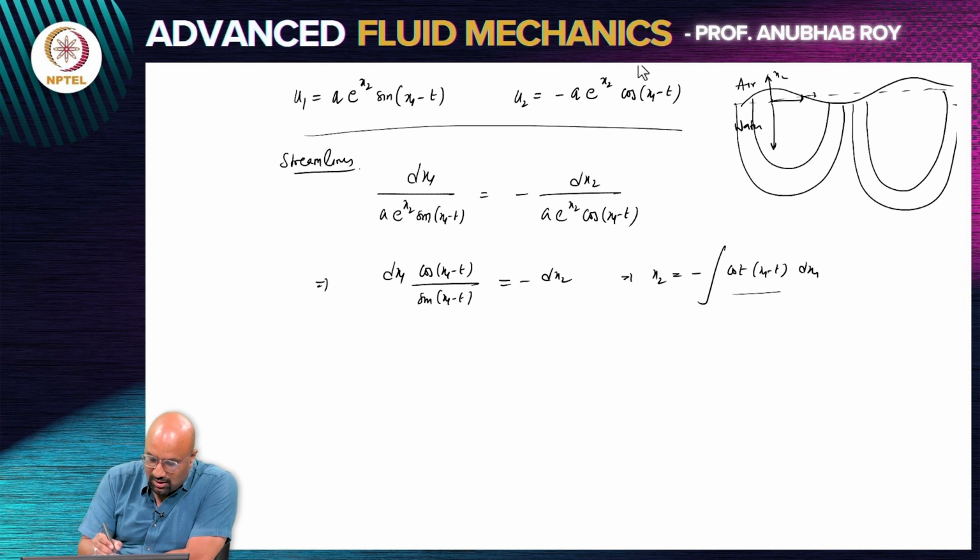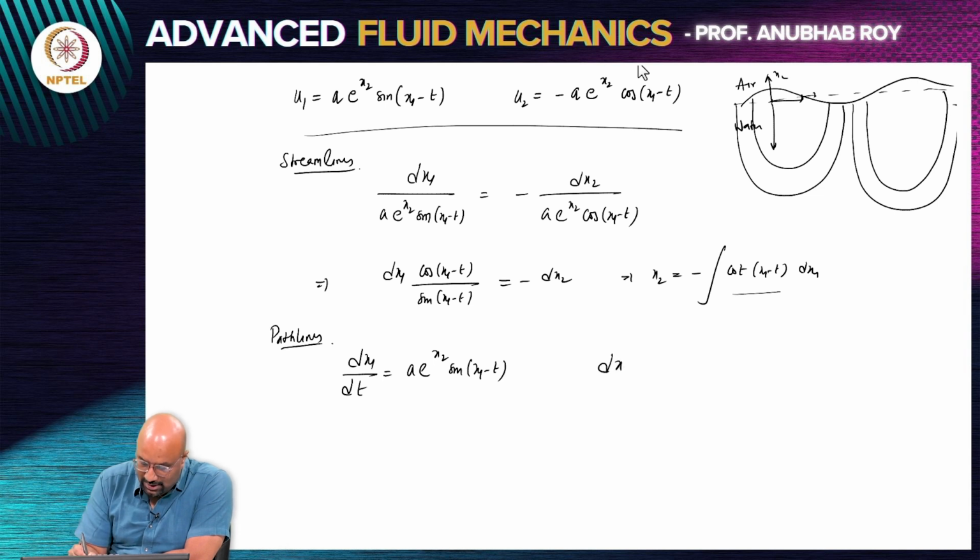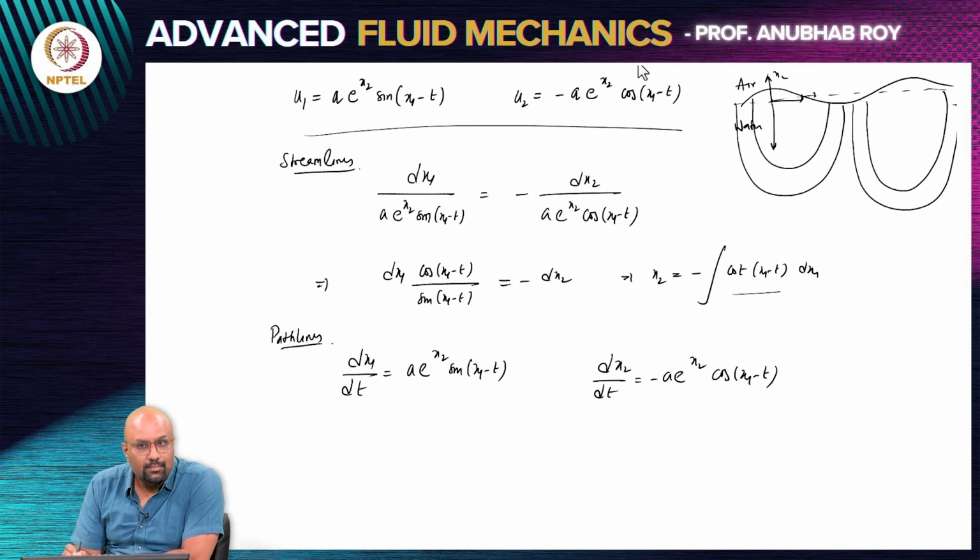So let us focus on the difference of path lines and streamlines, instead of the exact analytical calculation. Now, if you do path lines, I have dx1 dt is a exponential x2 sine x1 minus t, and dx2 dt is minus a exponential x2 cos x1 minus t. Now, as you can see, we are in a soup because we have a set of nonlinear coupled differential equations. So we can't solve this analytically. It's something for which we will have to do a numerical calculation.